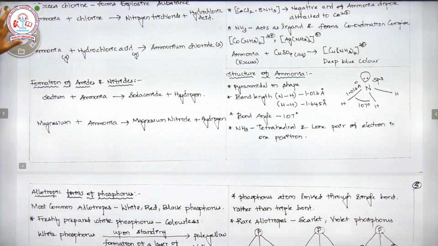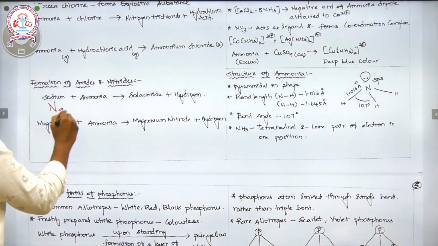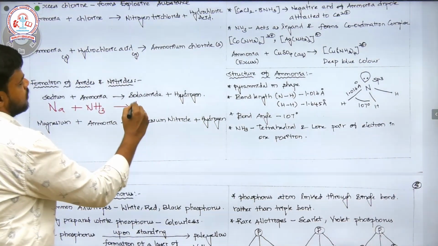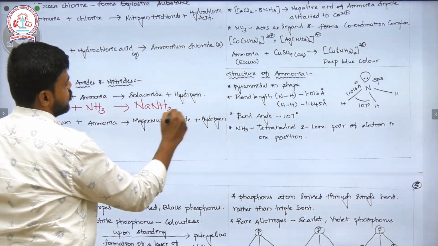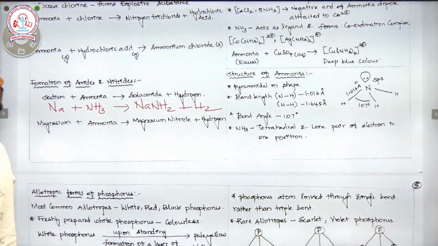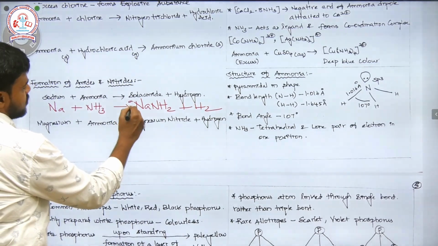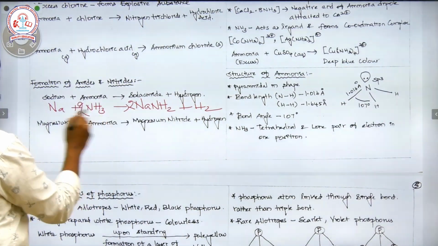Formation of the nitrides actually includes sodium reacting with ammonia to form sodamide, with the molecular formula NaNH2, by evolving H2. So I need to balance it. If I make it as 2, hydrogen becomes 6, nitrogen is 2, sodium is 2.